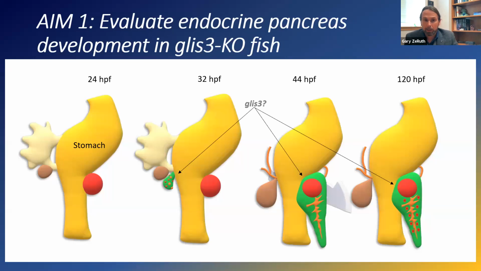So aim 1 of the grant that we're currently working on then is to evaluate these knockout fish that lack Glis-3 expression, so we can determine where Glis-3 might be acting in the pancreatic developmental paradigm and see whether it's involved in the specification and maintenance of progenitor cells, in the expansion and maturation of the ventral bud, or in the formation of secondary islets that emerge later.